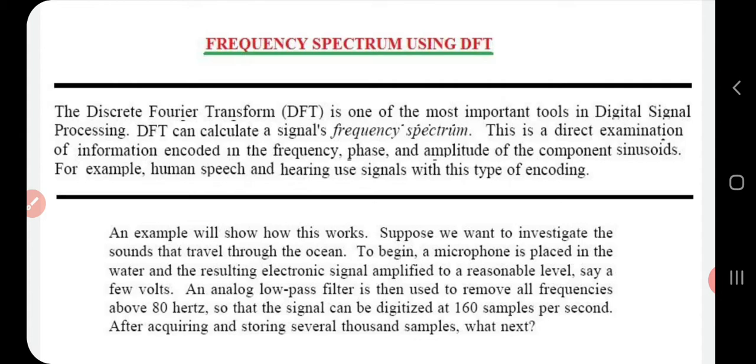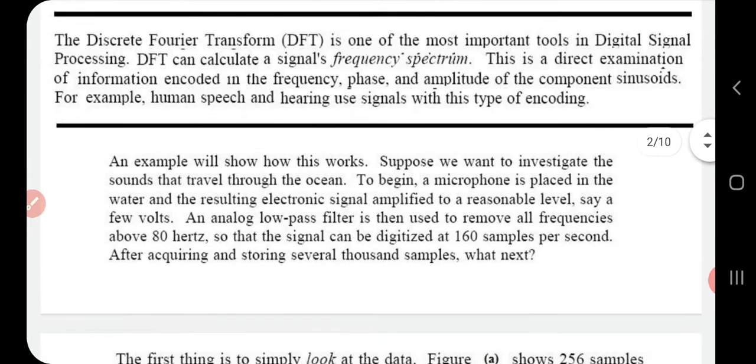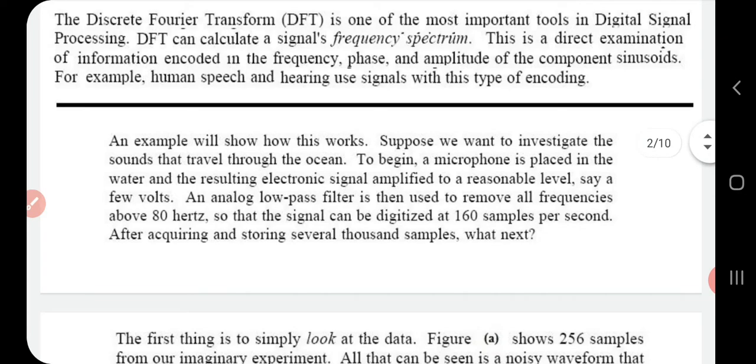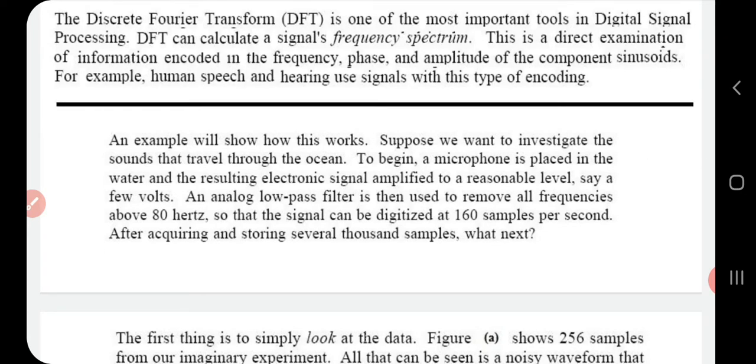Suppose that you want to investigate the sounds that travel through the ocean. So first, in order to collect the signal, we use a microphone, and the signal thus collected will be amplified to a reasonable level, and then we use a low pass filter to remove the unwanted frequencies, or to remove certain particular frequencies, and that particular signal is then sampled at a specific sampling rate.